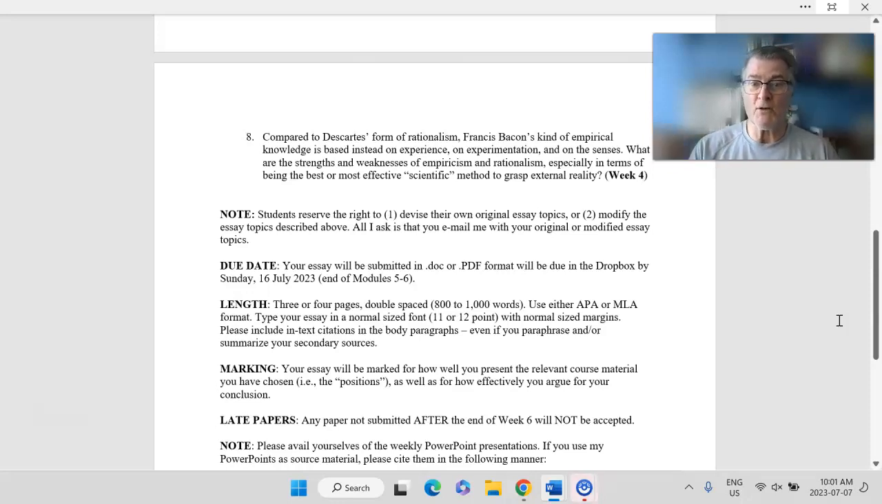So your paper will be marked on how well you present the relevant course material. If you have chosen a position, let's say question 8, or the other question talking about which thinker has the best view of understanding God or theology, because there you will take some sort of position. How do you persuade me of it?